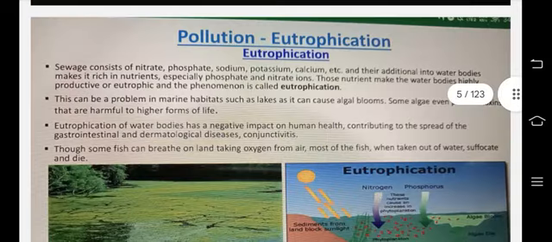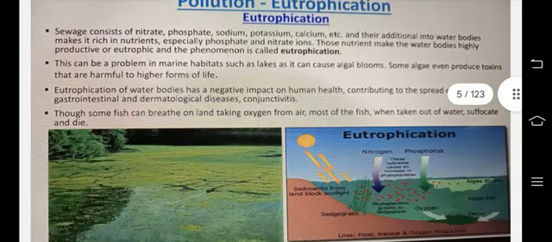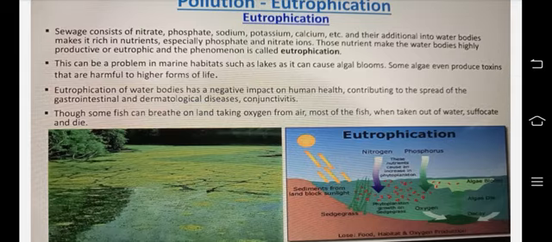Pollution, eutrophication. Sewage deposits consist of nitrate, phosphate, sodium, potassium, calcium, and other additions, and their addition into water bodies makes it rich in nutrients, especially phosphate and nitrate ions. Those nutrients make the water bodies highly productive or eutrophic, and the phenomenon is called eutrophication.